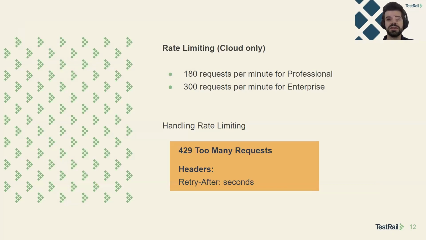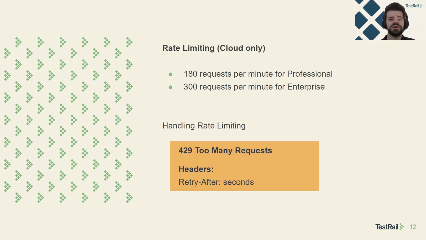About rate limiting, so for cloud, there's rate limiting. These are the values: 180 requests per minute for professional and 300 for enterprise. We do this so we don't get overloaded with requests, which would naturally be bad for your own instance of TestRail. And how can you manage this rate limiting?